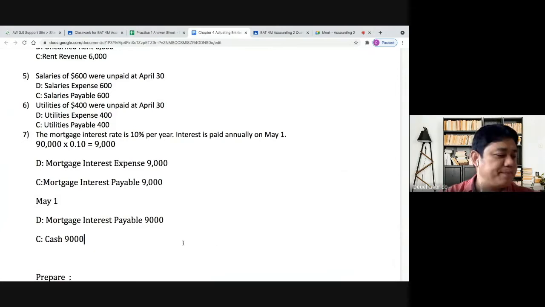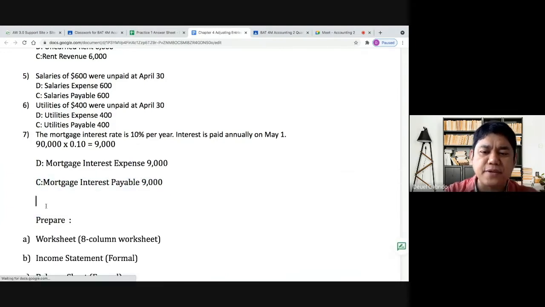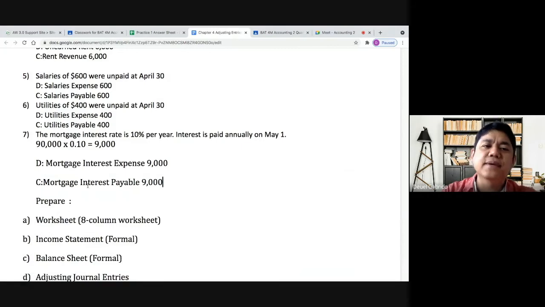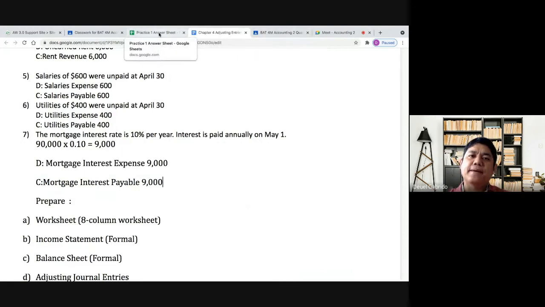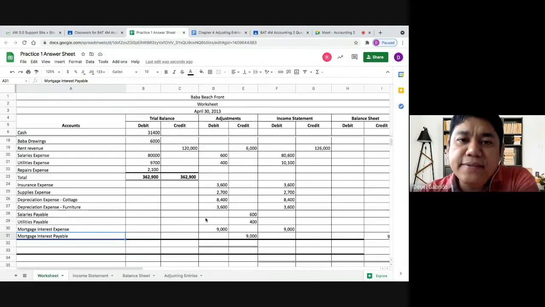Do you understand that? Are we guys okay? Yes or no? This is when payment is made. Okay? So actually, I can remove that one so that there will be no confusion. We don't need that for now. All right. Any questions so far? Look at the worksheet again. One more time. Is there a question? Or you guys are okay?